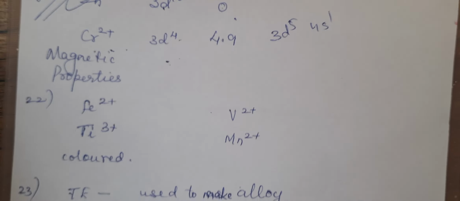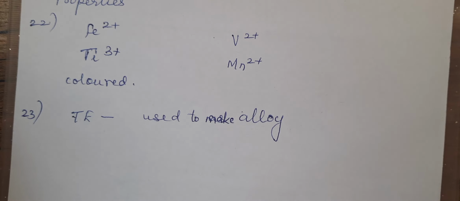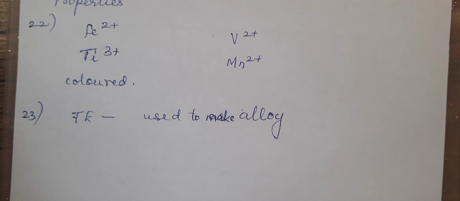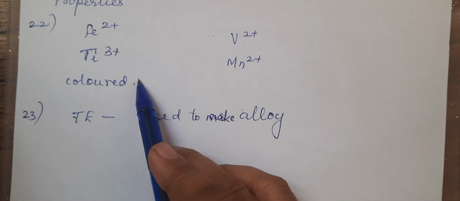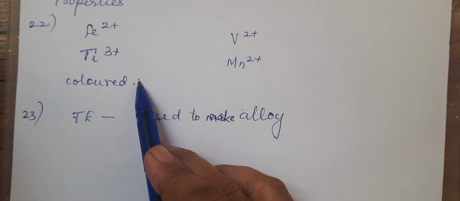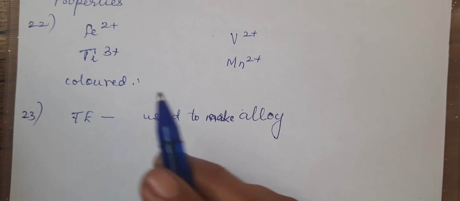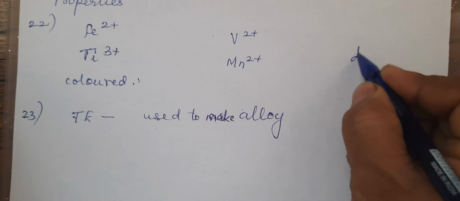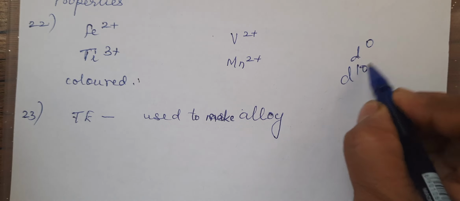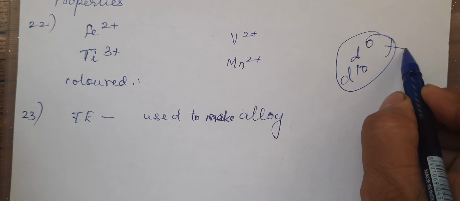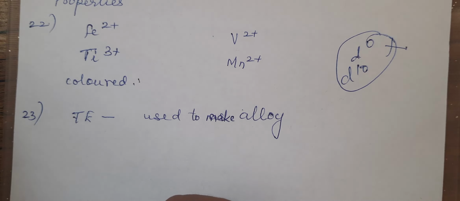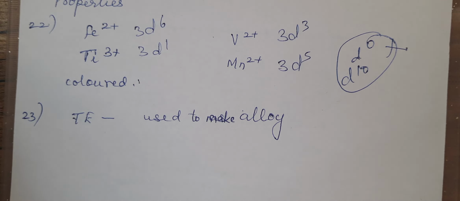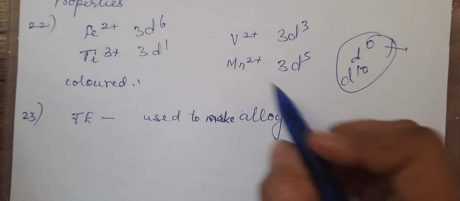Now, another variety of question which can be asked is this. Any species can be given and you are asked to find out whether they are colored or not colored. Nothing to worry. You will just write down their configurations and see whether they have any unpaired electron or not. If they have d0 or d10 configuration, then they will be colorless. If they have even one unpaired electron, they will be colored. Got it? These are their configurations in the ionic state and you can check all of them have unpaired electrons. So they are all colored.